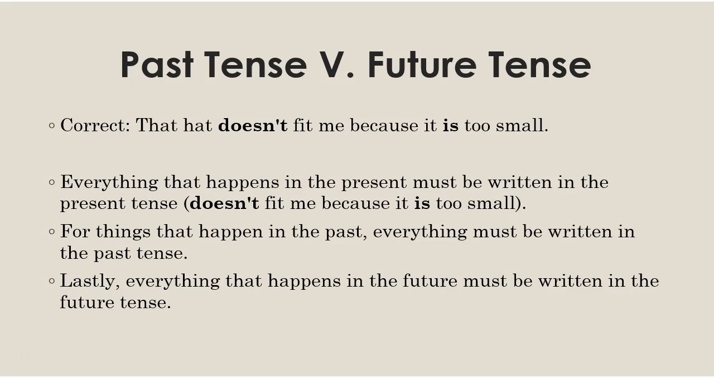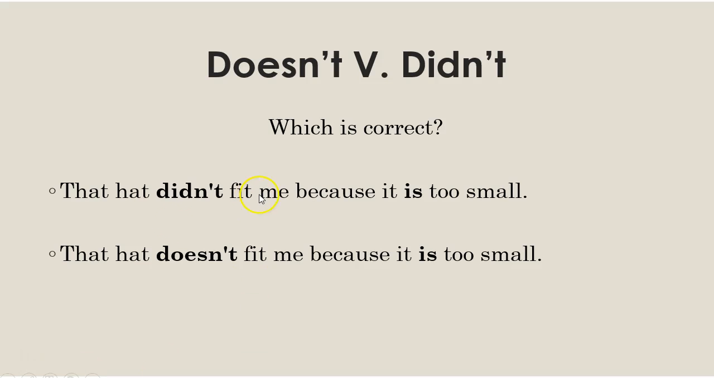The reason that doesn't is the correct answer and not didn't is because if you look right over here, you have the primary verb as is. Is is the present tense. Didn't means that it already happened. So if you tried on a hat and it didn't fit, that would be past. But if you're saying that the hat doesn't fit because it is too small, both of those are taking place in the present tense.